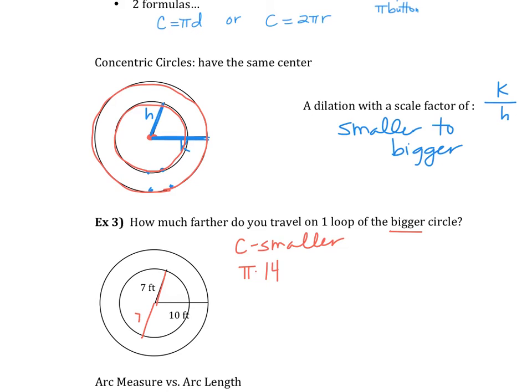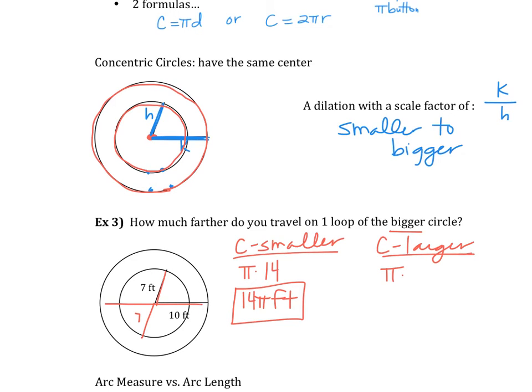So pi times 14 is the smaller diameter, or we like to write it with the number first and then the pi. So 14 pi feet would be one trip around the smaller circle. Okay, then the circumference of the larger circle, for that one, you're doing pi times diameter again, and our diameter on the large circle would be 20. So pi times 20, or 20 pi feet, is how far you would go around the larger circle.